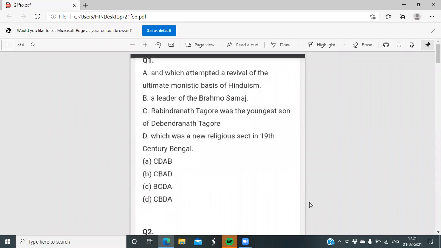Perfect. And then we have D. Now they have mentioned the Brahmo Samaj, so which was a new religious sect in the 19th century Bengal. And then we have the last option, that is A, and which attempted a revival of the ultimate monastic basis of Hinduism. Clear? So that's the reason I told you there will be connecting pronouns, which will help you understand what will come next.